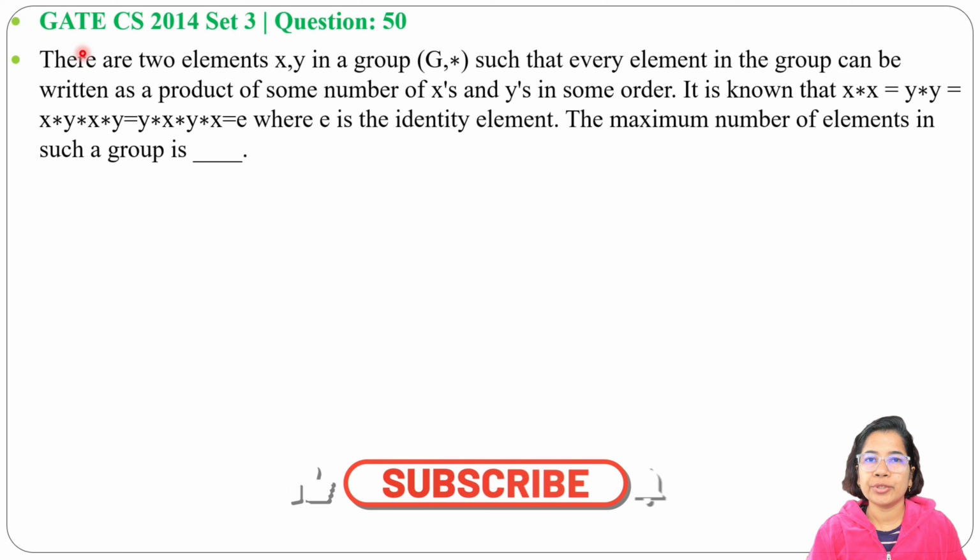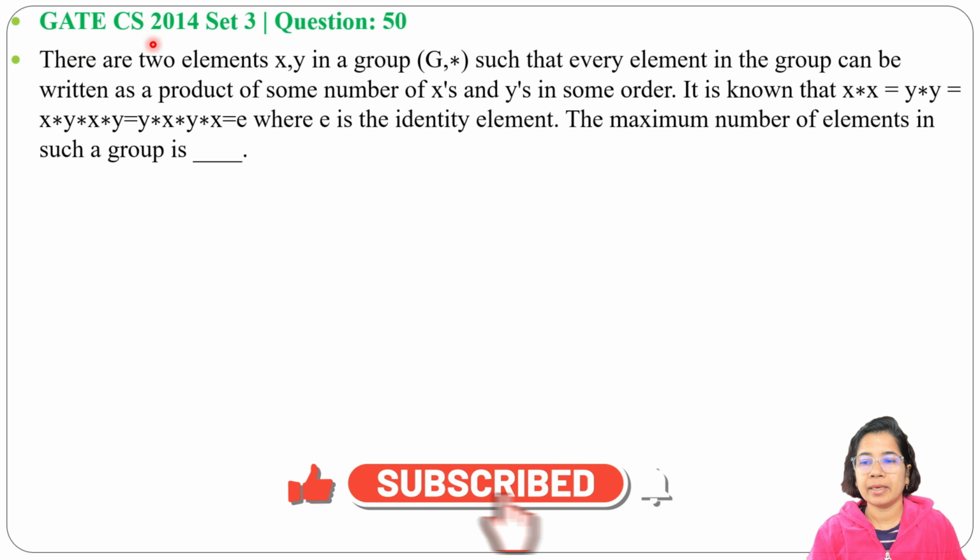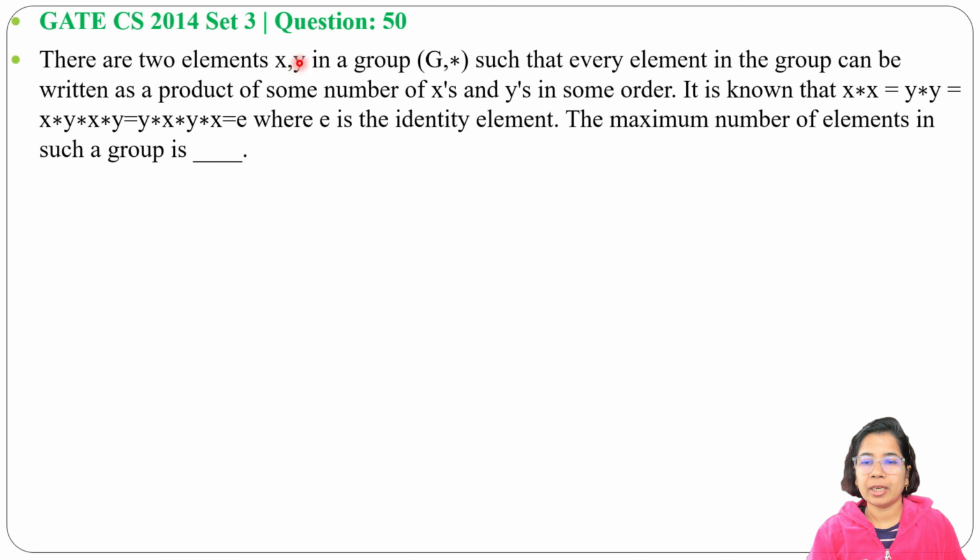Let's solve one previous question of group. This question was asked in GATE CS 2014 set 3 question number 50. There are two elements x, y in a group (G, *) such that every element in the group can be written as the product of some number of x's and y's in the same order.